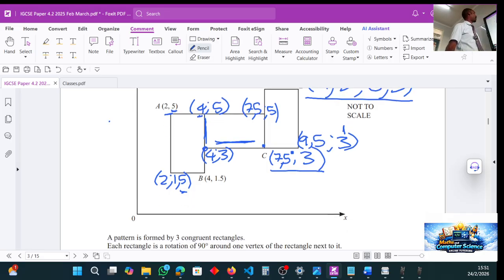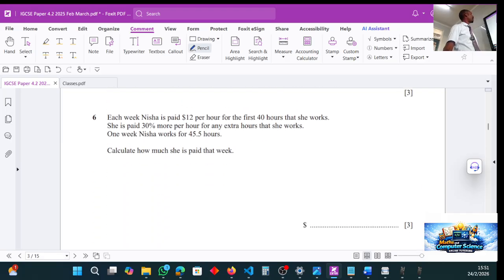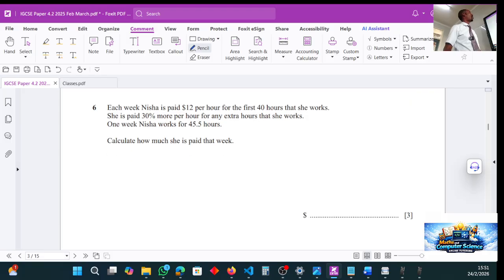So let's try and have a look at what comes after this. Each week, Nisha is paid $12 per hour for the first 40 hours that she works. She is paid 30% more per hour for any extra hours that she works. One week, Nisha works for 45.5 hours. So the idea is we want to calculate how much she's paid in that particular week.